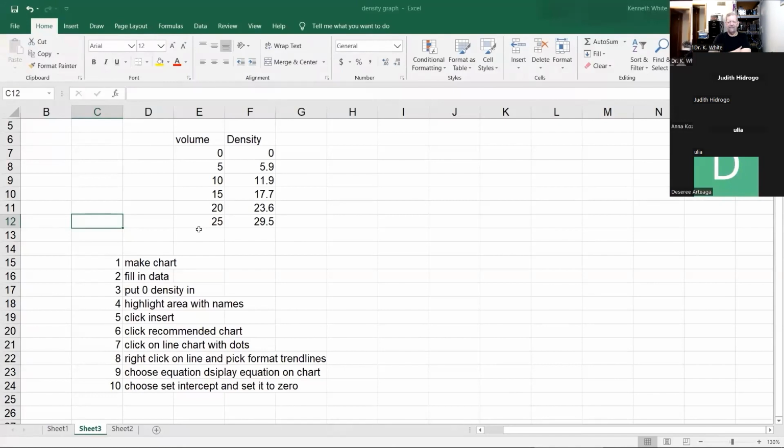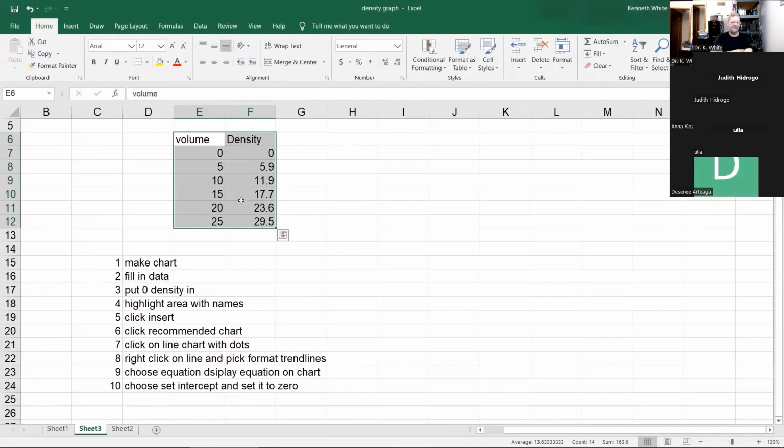But watch carefully, and you can come back and watch the video again. Notice right here, I put in the volume for one of my runs and what the density is. And how do you measure density? The weight divided by the volume of the material. And I'll go back and show you that again.